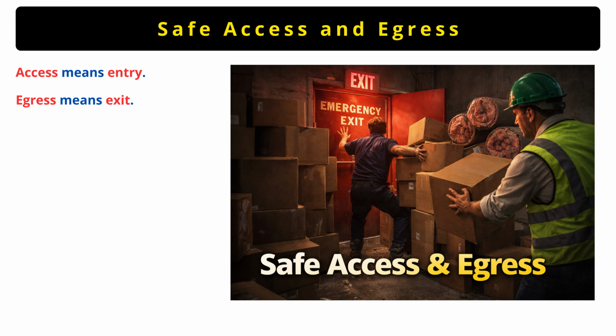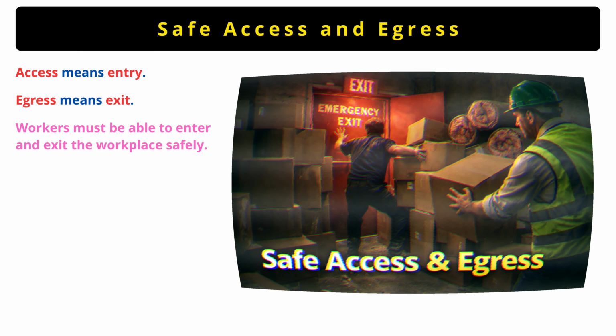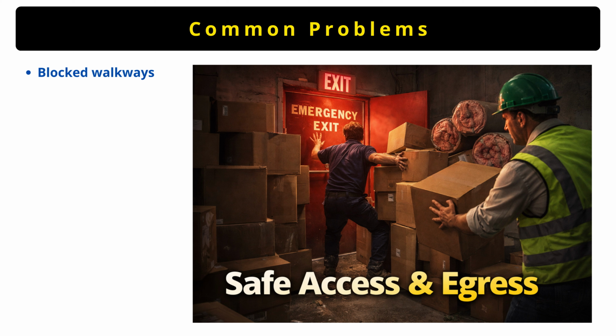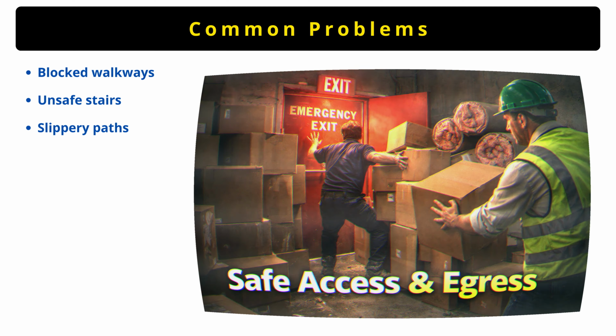Now let's move to the next topic, which is safe access and egress. Access means entry and egress means exit. Workers must have safe entry and exit at the workplace. This is very important. Especially during emergencies, safe exit is critical. If the exit is blocked, workers may get trapped and may not be able to escape. Common problems include blocked walkways, poor stairs, and slippery paths. This creates serious risks during emergencies.